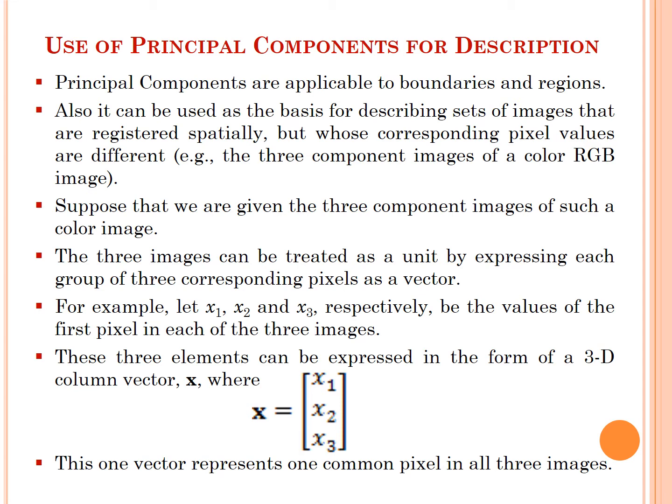Suppose that we are given the three component images of such a color image. The three images can be treated as a unit by expressing each group of three corresponding pixels as a vector. For example, let x1, x2 and x3 respectively be the values of the first pixel in each of these three images. These three elements can be expressed in the form of a 3D column vector x, where x equals x1, x2, x3. This one vector represents a common pixel in all three images.